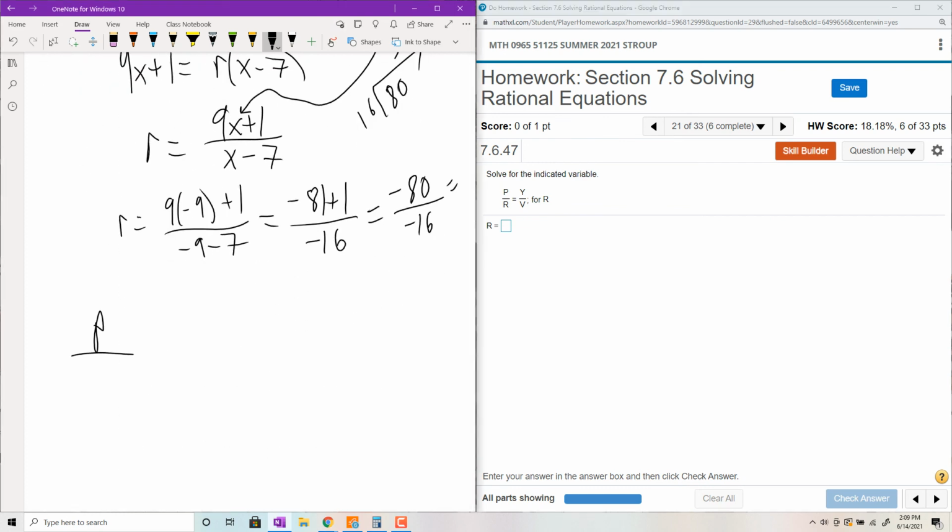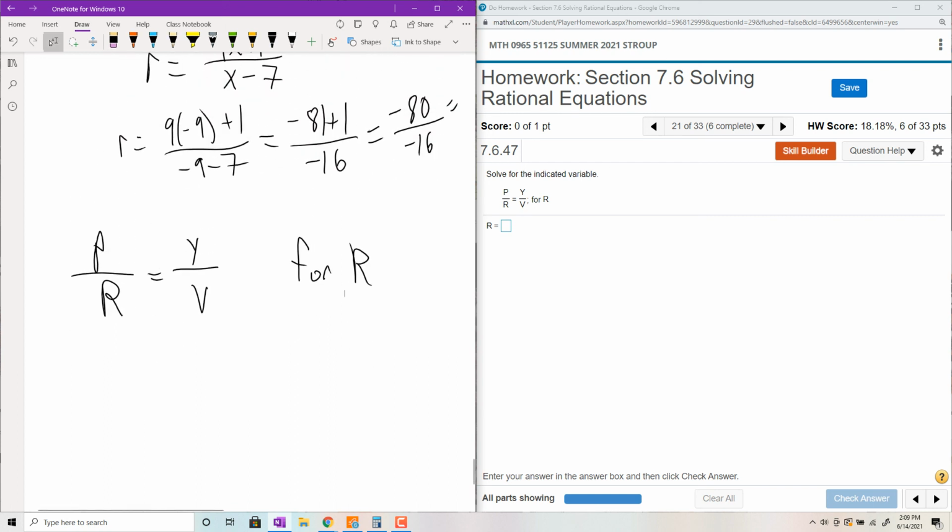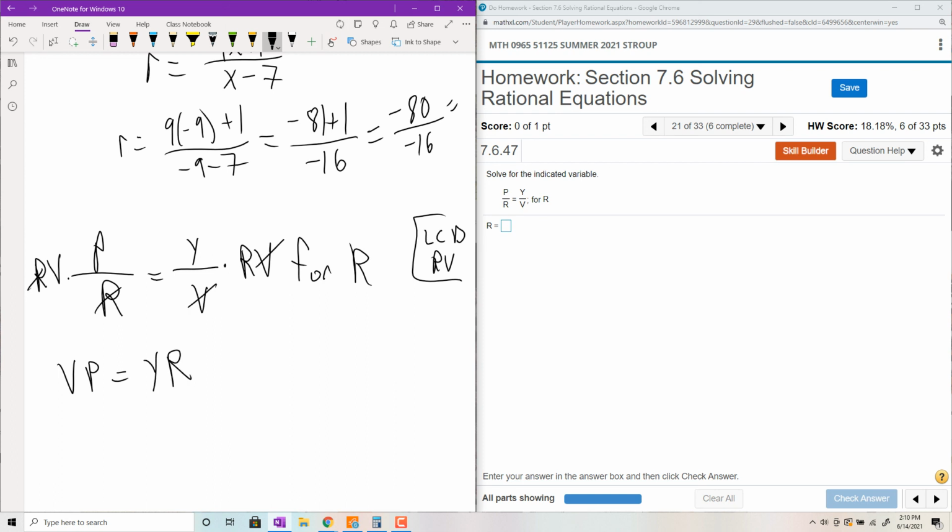Good. So P all over big R equals Y, big Y over V, and we want to solve for R. Okay. So I'm going to multiply both sides to get rid of the denominators by the LCD of RV. So multiply over here by RV, multiply over here by RV. So on the left, the R's will cancel, and I'll just be left with VP. And on the right, the V's will cancel, and I'm left with RY, or YR if you'd rather. Then I'm just going to divide both sides by Y and flip-flop sides. The R will equal VP all over Y.